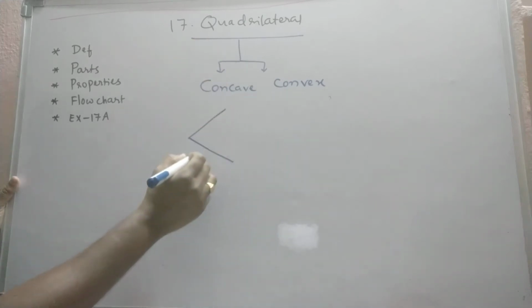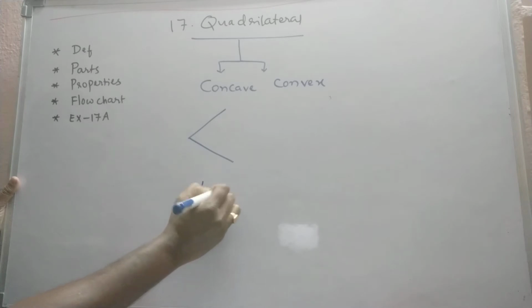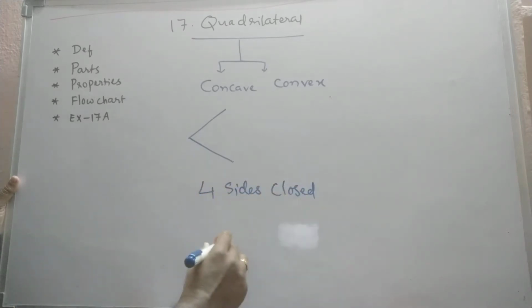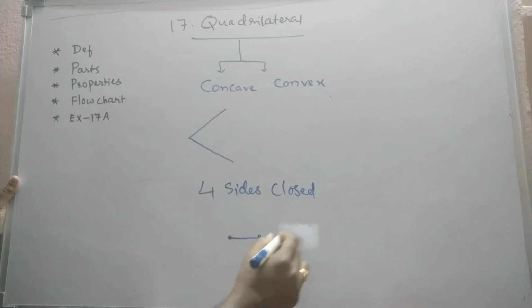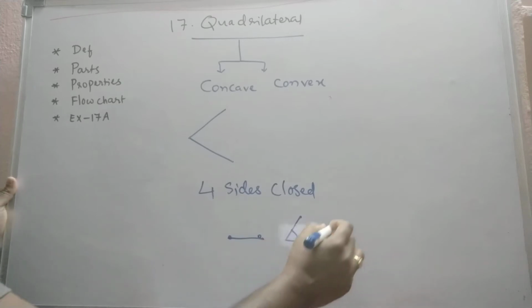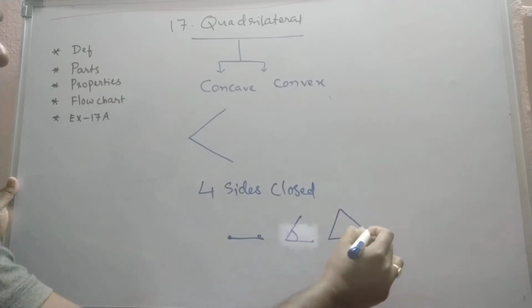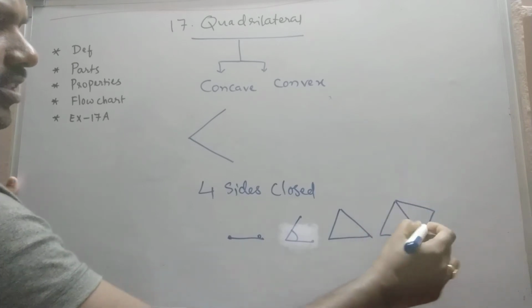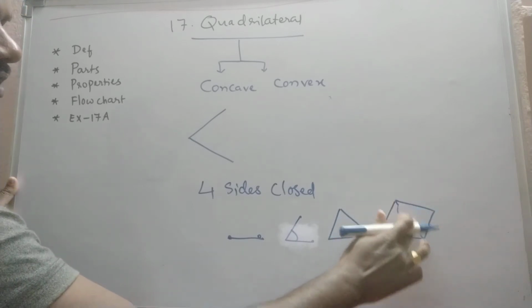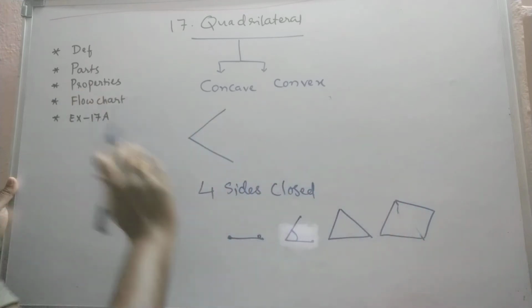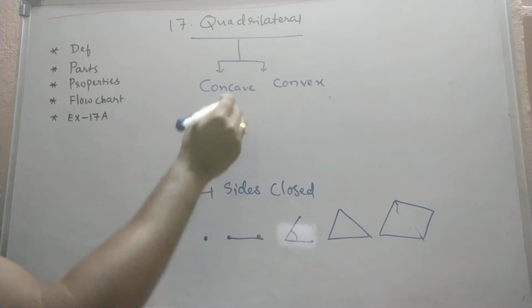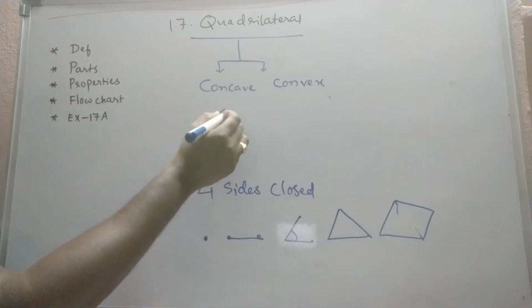So what is a quadrilateral first of all? It is a four-sided closed figure. We begin our journey by joining 2 points, which gives a line segment. 3 line segments give a triangle, and if 2 triangles are attached, we get one four-sided closed figure, which is called a quadrilateral. So our journey begins from a point and a line segment, which we know. So a quadrilateral is a four-sided closed figure.